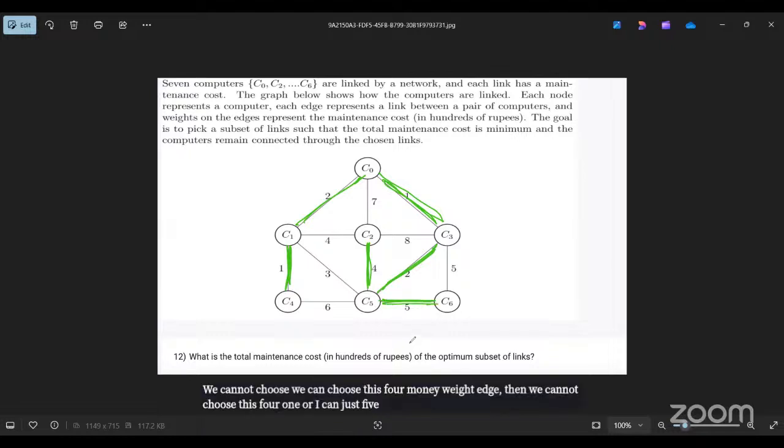Okay, now I got it, ma'am. Yeah, I made a mistake. I chose the third edge. I thought, yeah, it is forming a cycle, so I just skipped the second. Okay, yeah. Any other doubt?